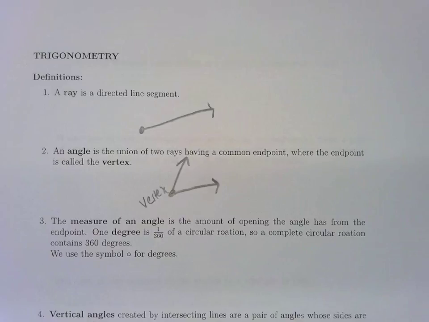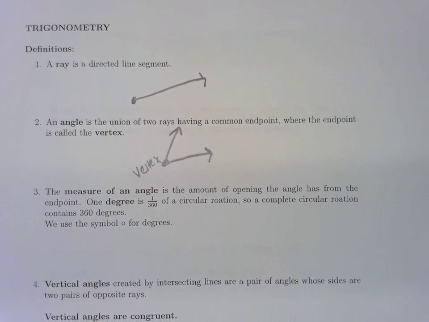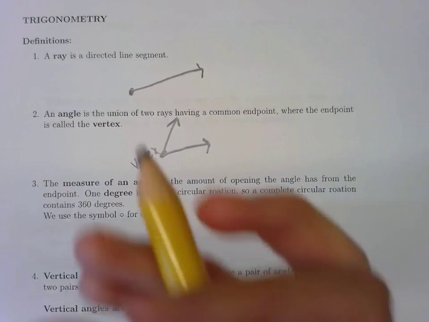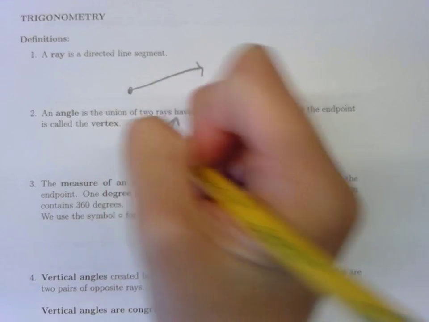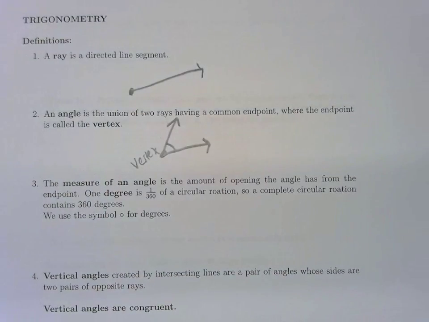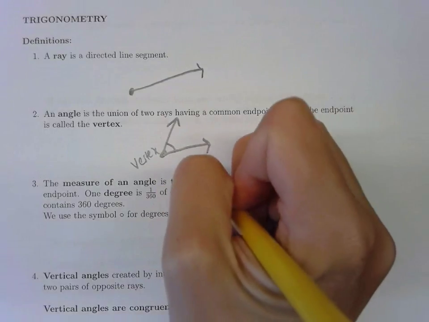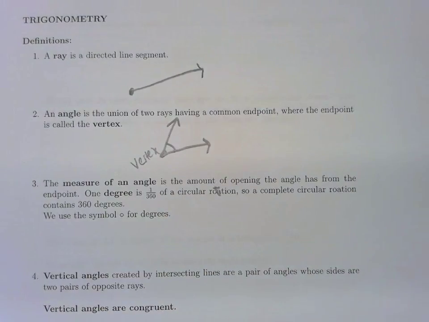Number 3, the measure of an angle is the amount of opening the angle has from the endpoint. Okay, so we measure this. So what is this amount of opening? 1 degree is 1/360th of a circular rotation. So a complete circular rotation contains 360 degrees.